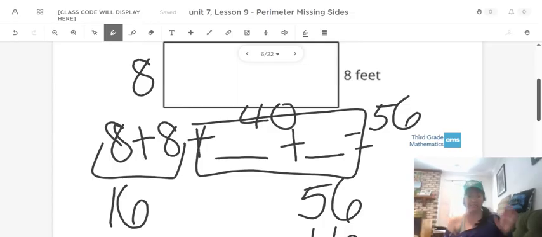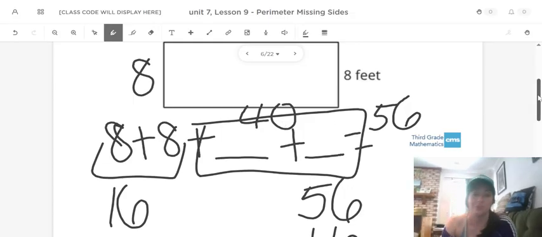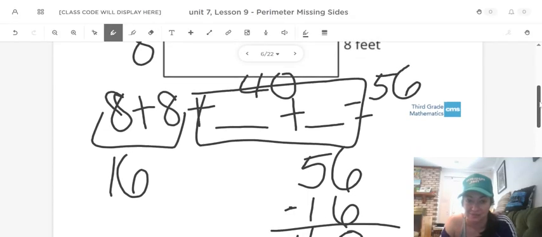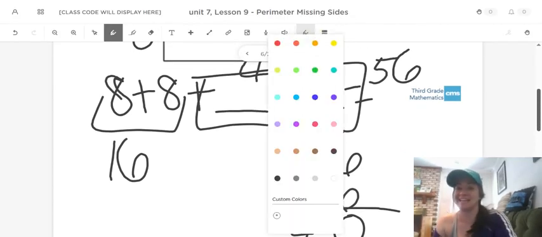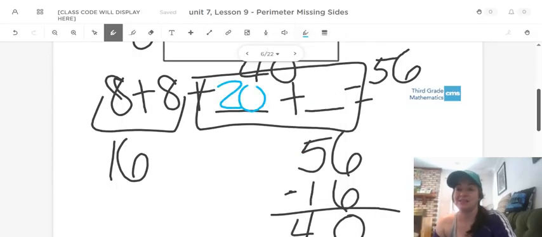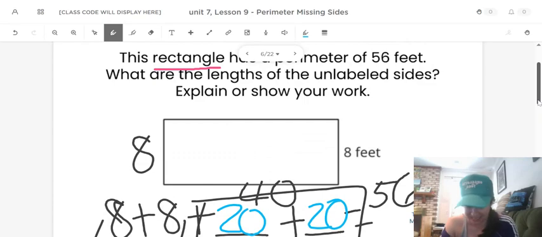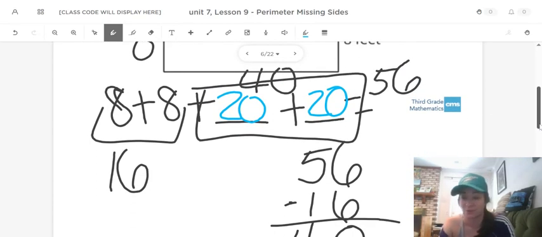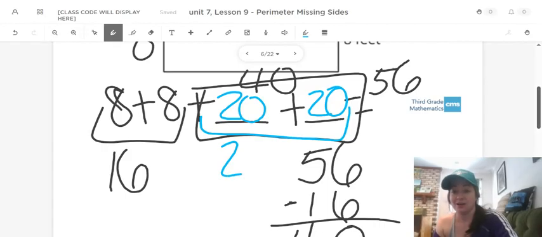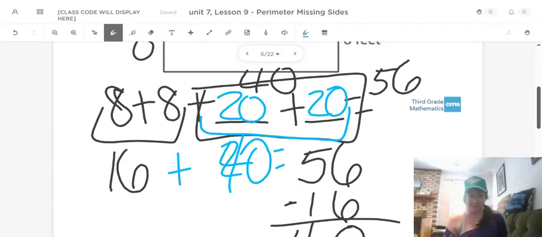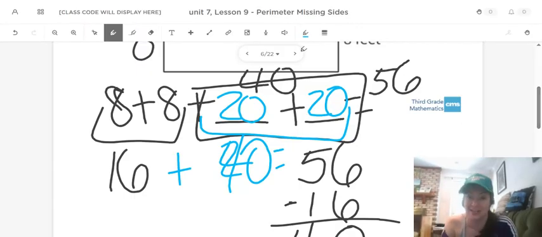But that's the 2 sides together. So that means I need to divide that 40 by 2. So what is 40 divided by 2? You got it? All right. It is 20. So 8 plus 8 plus 20 plus 20. For a question like this, I would definitely suggest checking your work by adding it together to see if you get the perimeter. All right. So 20 plus 20 is, I almost said that wrong, is 40. Is 16 plus 40 equal to 56? It is. Very good job.